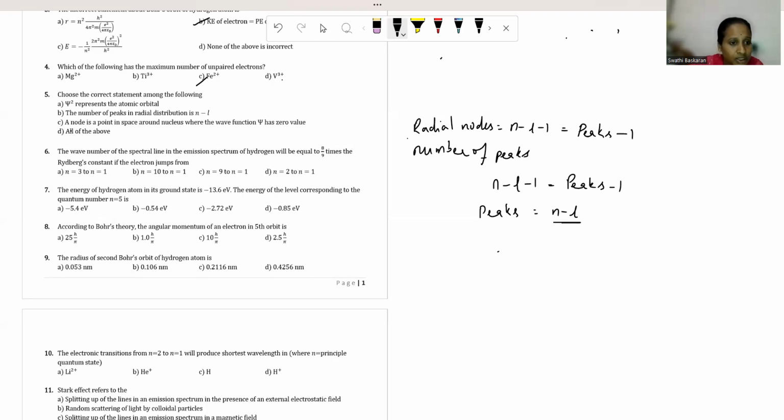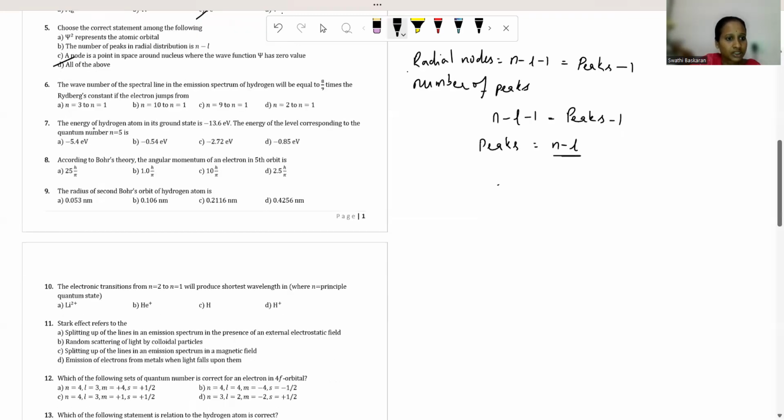Now coming to option C. A node is a point in space around the nucleus where the wave function psi has 0 value. Yes, of course, a node is nothing but the point where the probability of finding an electron is absolutely 0, and hence the psi value will also become 0, because all of us know psi doesn't have any physical value, it's just a mathematical function, isn't it? So option C is also correct, and hence which option is correct for the fifth question? Option D would be correct, which is nothing but all of the above. All are correct statements only.